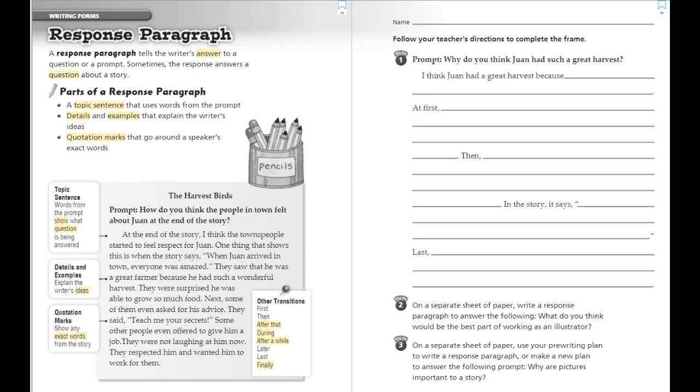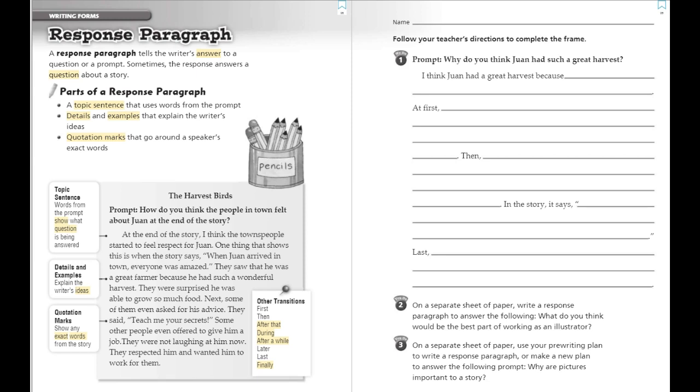Prompt. How do you think the people in town felt about Juan at the end of the story? I think the people started to feel respect for Juan. One thing that shows this is when the story says, when Juan arrived in town, everyone was laughing. They saw that he was a great farmer because he had such a wonderful harvest. They were surprised he was able to grow so much food.